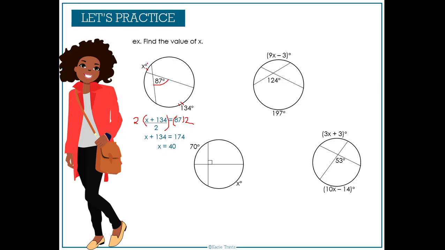All right, just like we did here, we got another bit of math coming on our next one. We have this angle, and it's formed up by these 2 chords. Remember what we said before. This arc here and this arc here added together, and they were divided by 2 to give us this 124. So when we set up our math, we got 9x minus 3, that's one arc, plus 197, the other arc, divided by 2 to get 124.